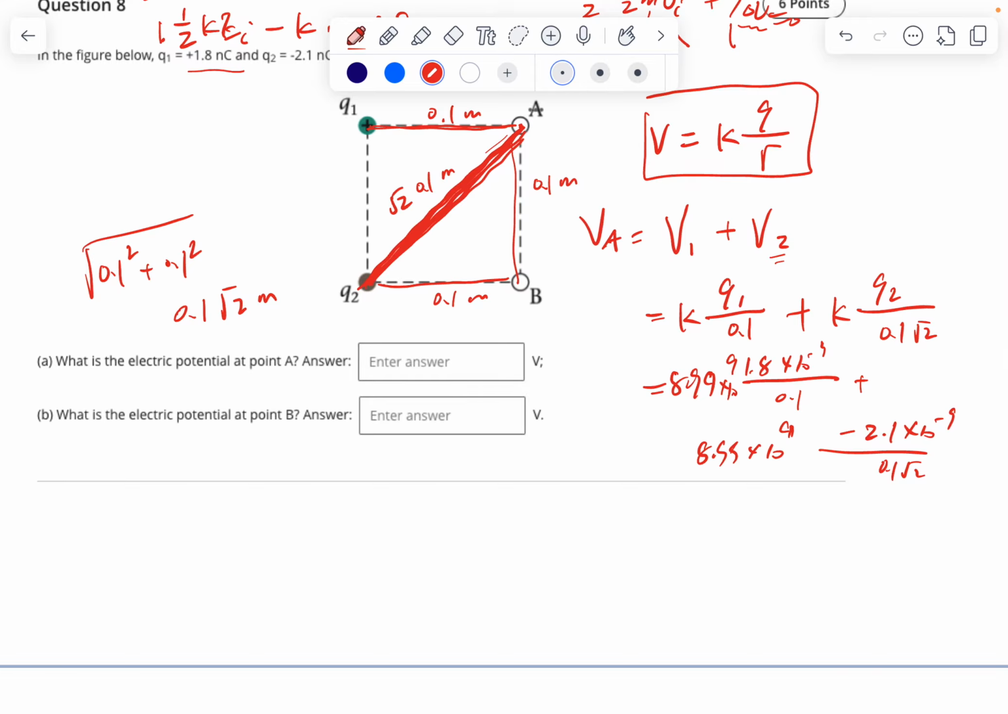And what is the electric potential at point B? Same thing. So at B, V1 plus V2. V1 has this distance, and V2 has that distance. So same thing.